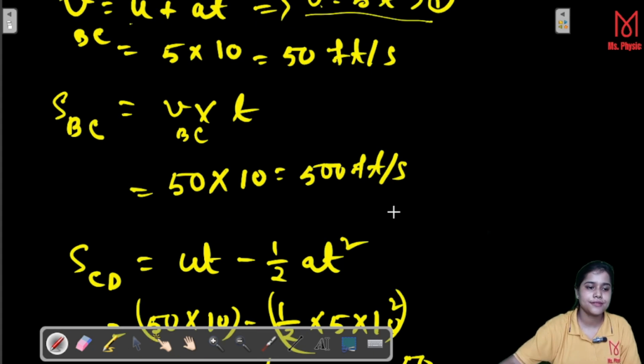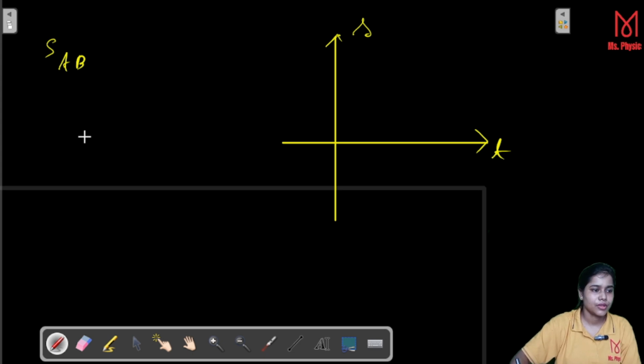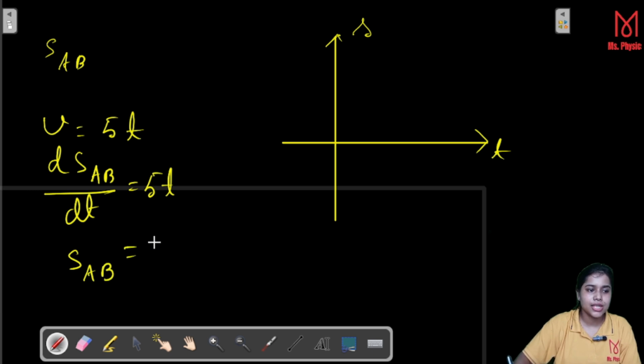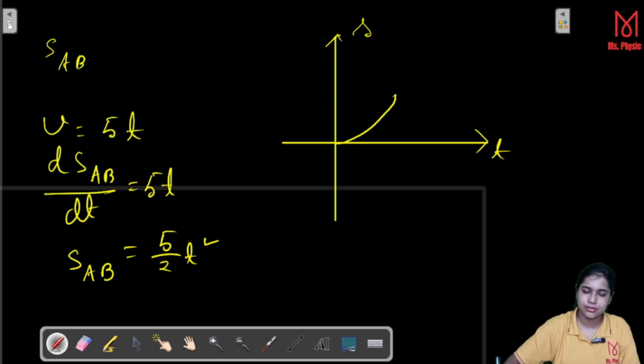So V is equal to 5T. From this equation we can write dSAB over dt is equal to 5T. Therefore, SAB is equal to, if you do the integration, 5 over 2 T square. Here we are neglecting the integration constant. So if you plot it, you will get a parabola in the upward, positive direction, up to 10 seconds.